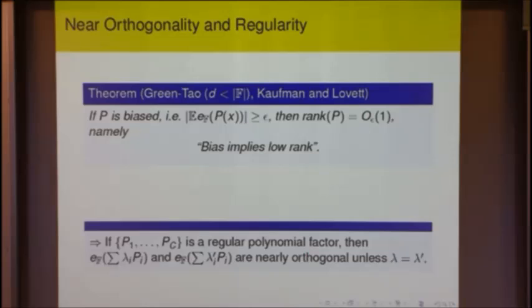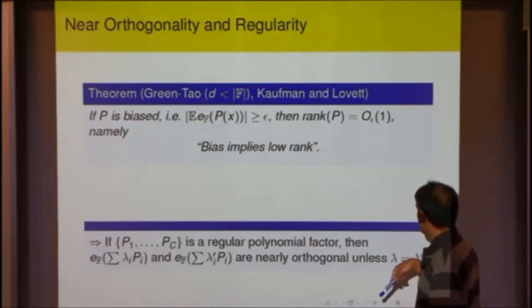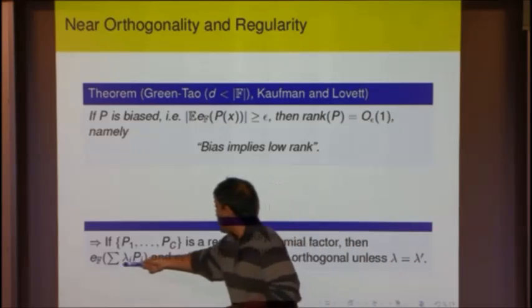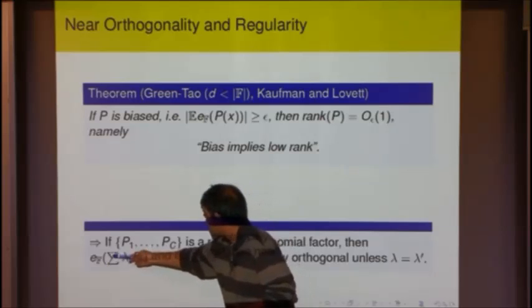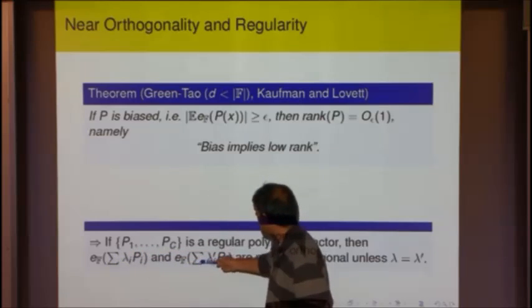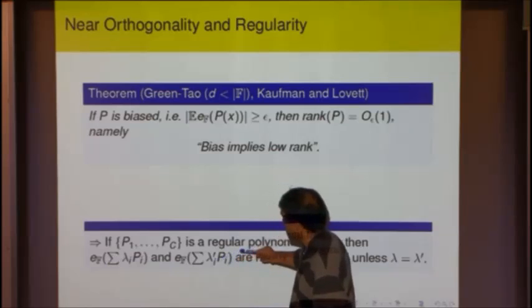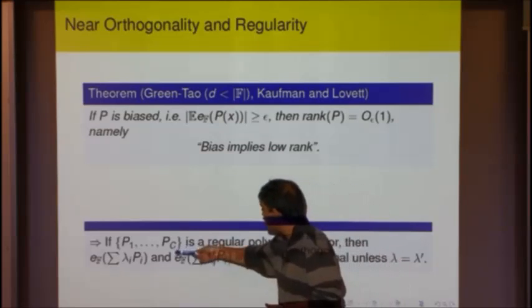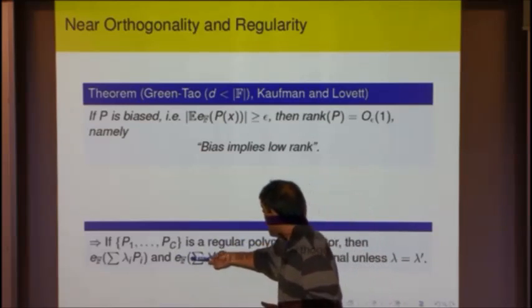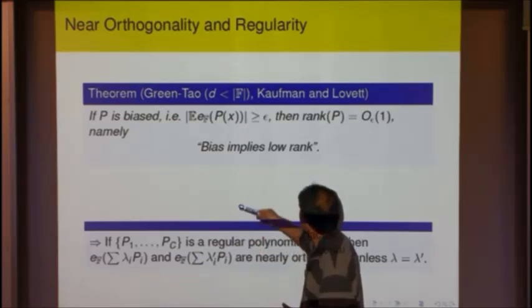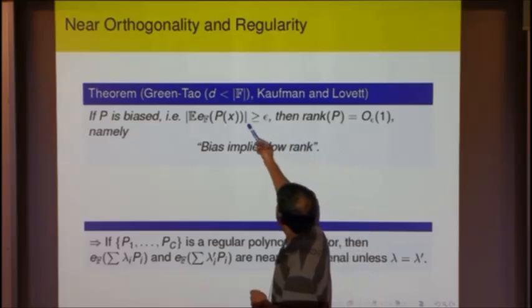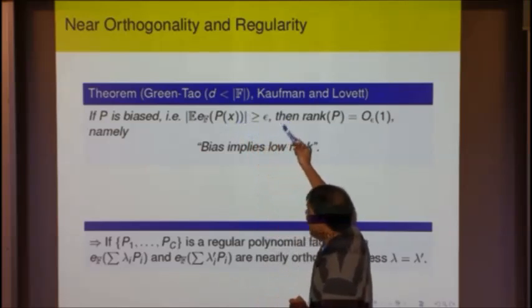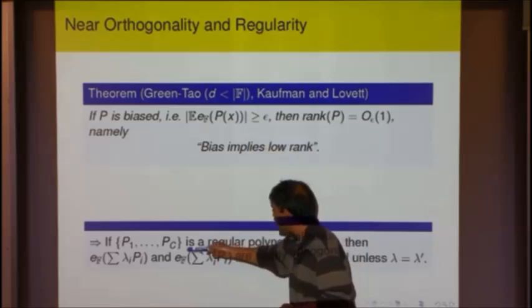Right? So this should be clear, because the correlation between this function and this function is exactly the sum of lambda exponential of sum of lambda_i p_i minus sum of lambda_i' p_i, right? So this is some linear combination of the p_i's, and this expectation is, if it's high rank, then we know that this bias is small. So if the bias is small, then this correlation has to be low.